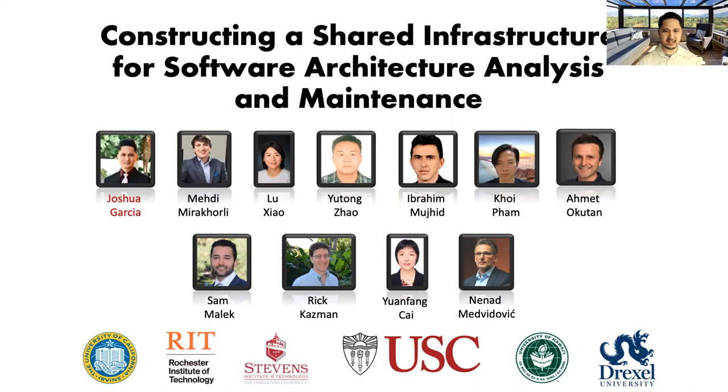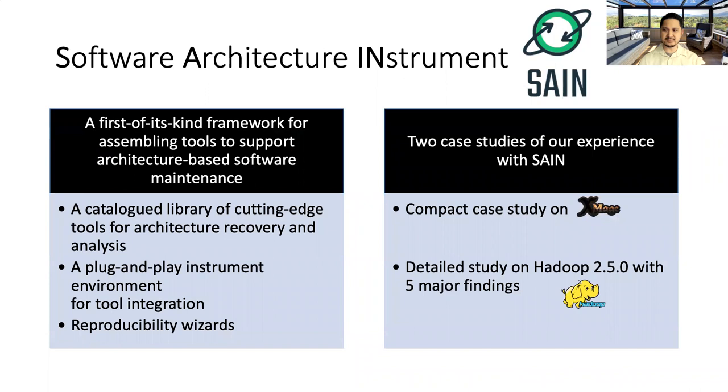It's an honor and a pleasure for me to present our work and experience on constructing SAIN, the software architecture instrument, which is a first of its kind framework that aids in accessibility, reusability, interoperability, and reproducibility of architectural tools.